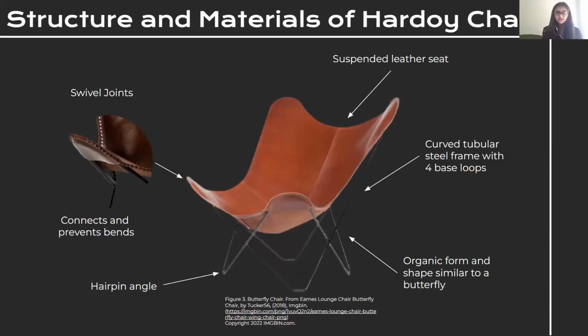Comparatively, the material and the structure of the Hardoy chair are different from the Zigzag chair. It has a suspended leather seat and legs made of curved tubular steel with four base loops. These loops are bent at hairpin angles, and the swivel joinery makes the chair foldable. The general structure is organic in nature as it is based on the form of a butterfly's wings.